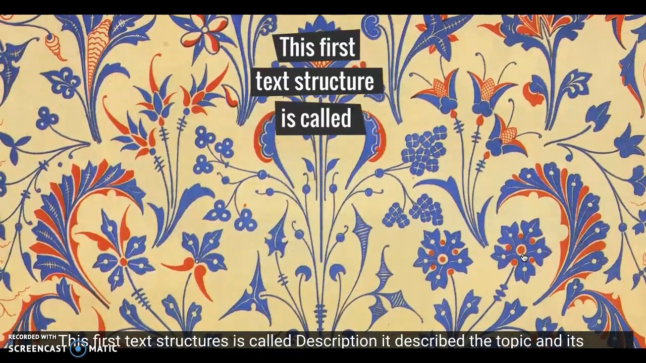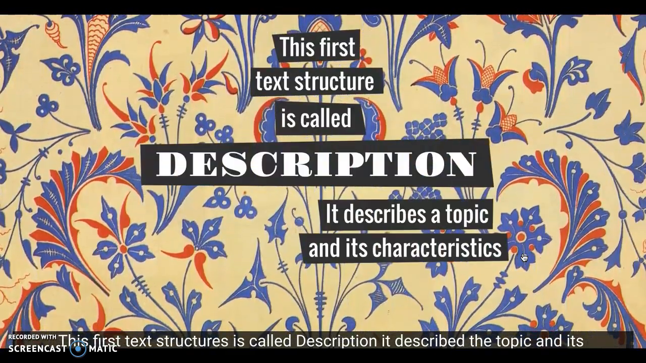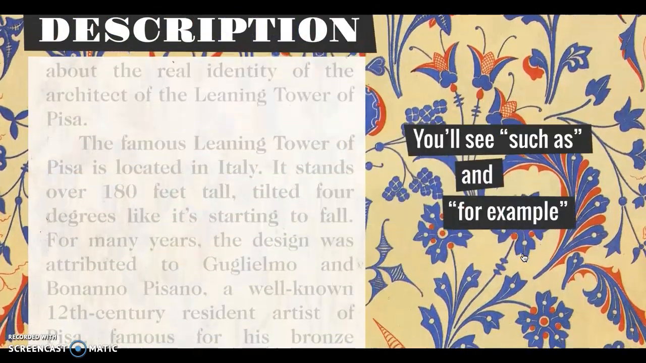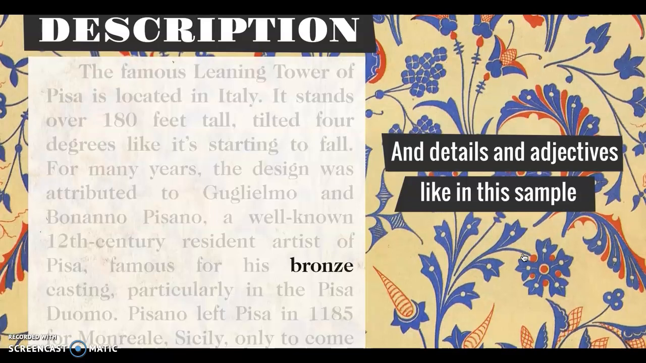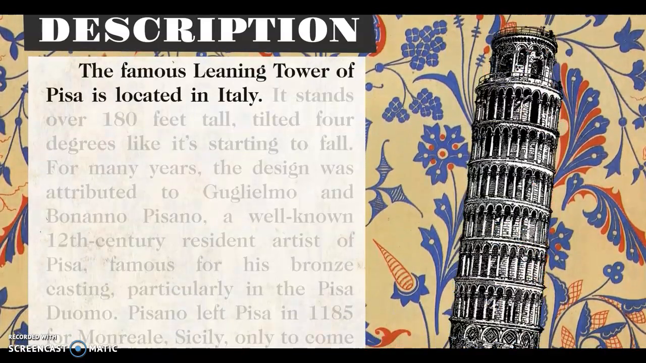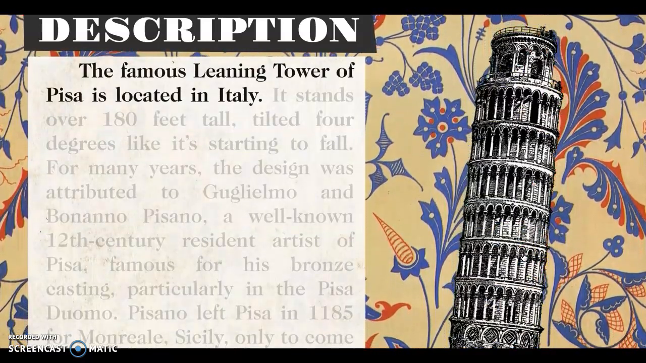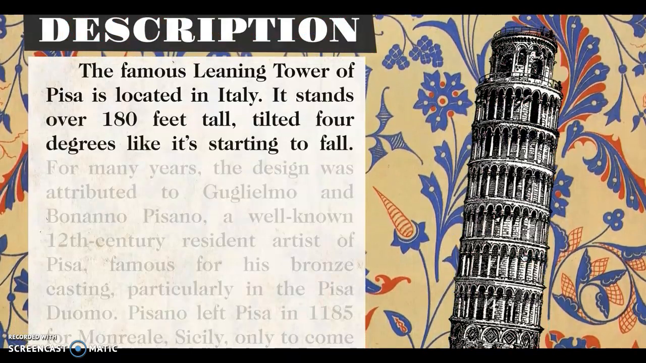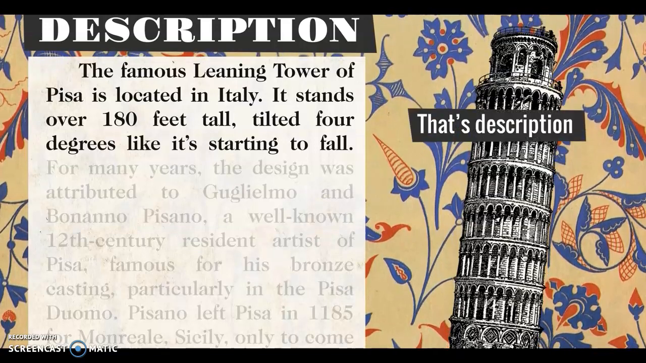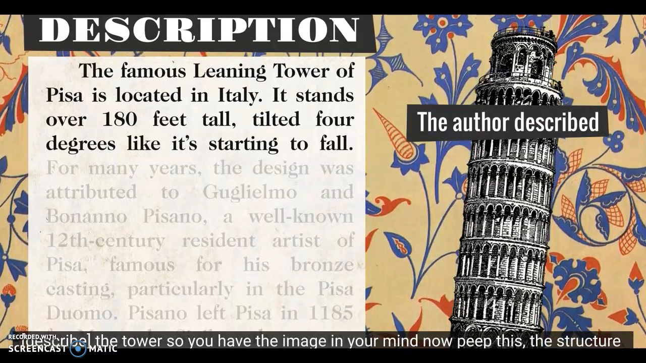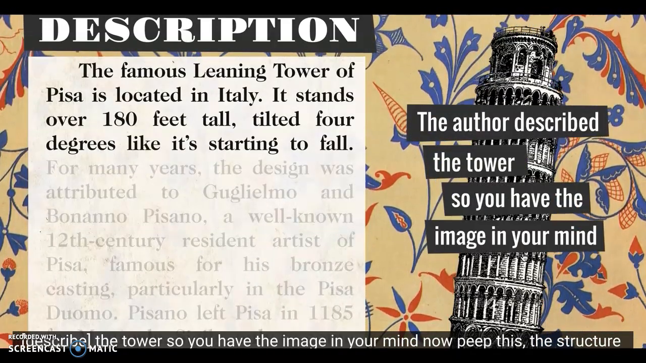This first text structure is called description. It describes the topic and its characteristics. You'll see such as and, for example, and details and adjectives like in this sample. The famous Leaning Tower of Pisa is located in Italy. Mamma mia! It stands over 180 feet tall, tilted 4 degrees like it's starting to fall. That's description. The author describes the tower, so you have the image in your mind.